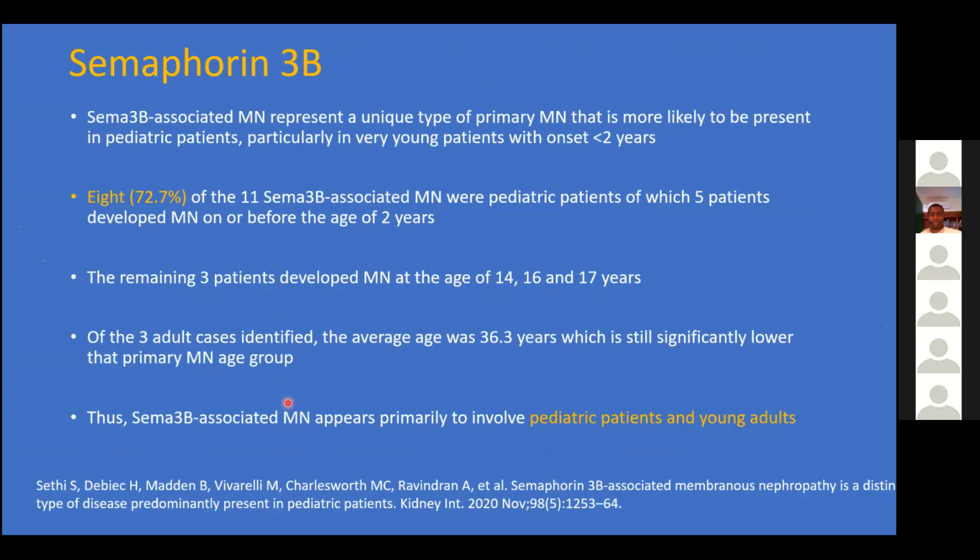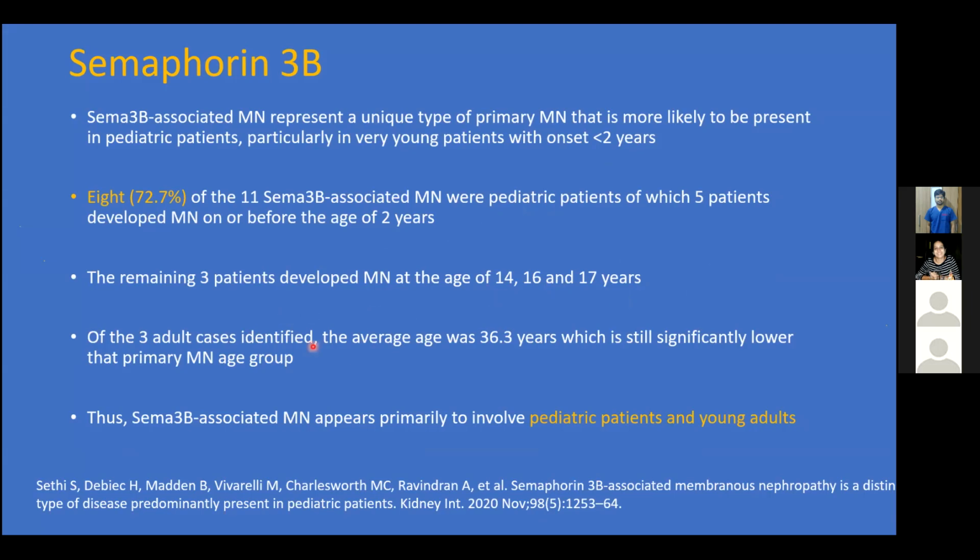And semaphorin 3B is another protein that can also elicit antibody formation and cause membranous nephropathy. It represents a unique type of membranous nephropathy that is most likely to be present in pediatric patients, particularly in very young patients with onset less than 2 years. So 8 of 11 semaphorin 3B associated membranous nephropathy cases were pediatric. So a significant number were found in the pediatric age group. And in the study, the remaining 3 patients were at the ages of 14, 16, and 17 years. That is also a relatively young age.